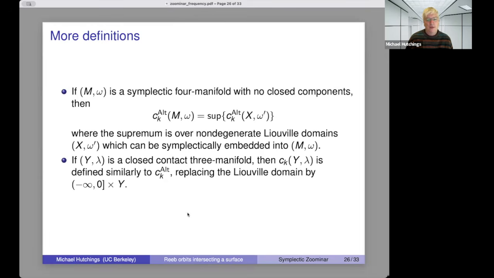And then there's a variant of this definition, which I won't spell out, which gives you invariants of contact three-manifolds. So given a contact three-manifold Y, I look at half of the symplectization, the integral from minus infinity to 0 cross Y, and I make a similar definition where this half line cross Y plays the role of the Liouville domain. So again, c_k is talking about energy of the holomorphic curves that have to go through some points.